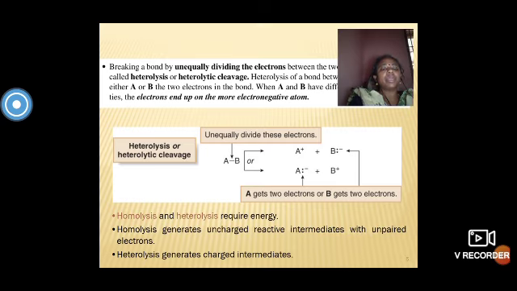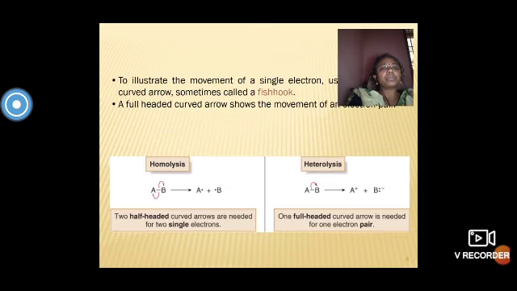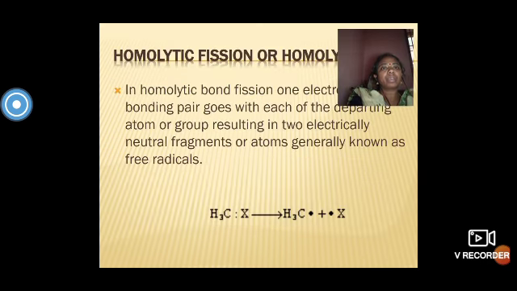Heterolysis, or heterolytic cleavage, means an AB compound can produce A plus and B minus, or A minus and B plus, that is, one cationic species and another anionic species. There are two types of cleavages, homolysis and heterolysis. A half-headed arrow on both sides means homolysis. A single-headed arrow on one side means heterolysis.